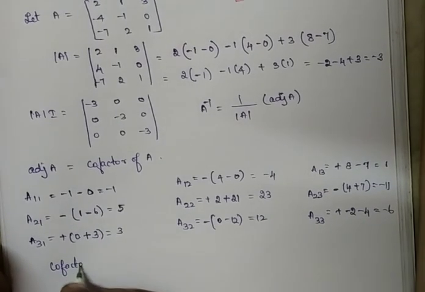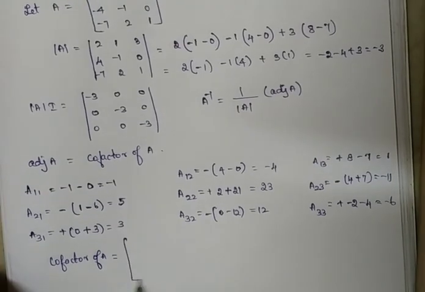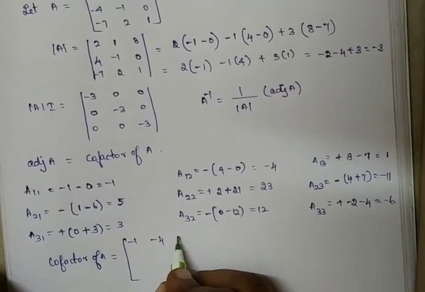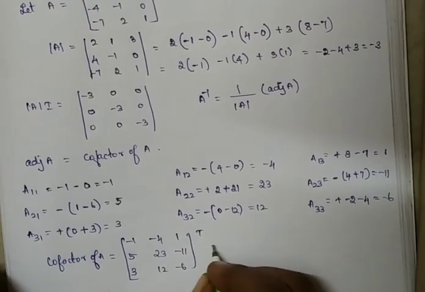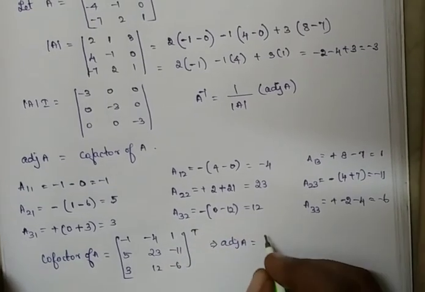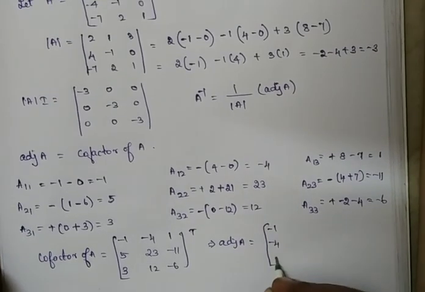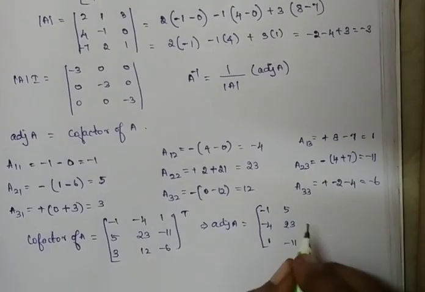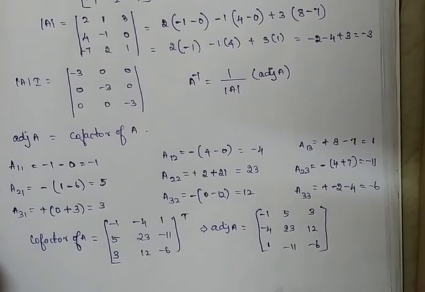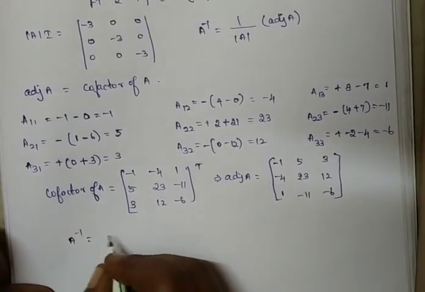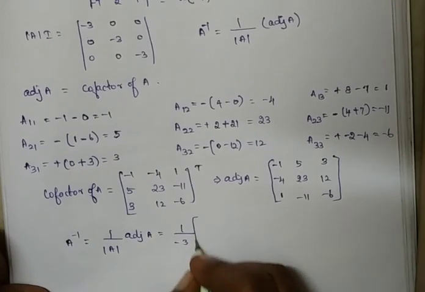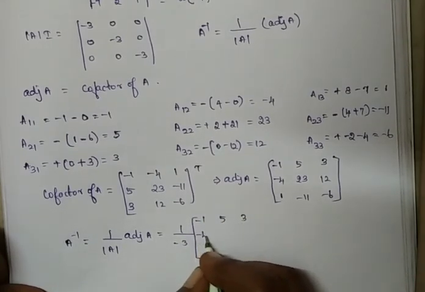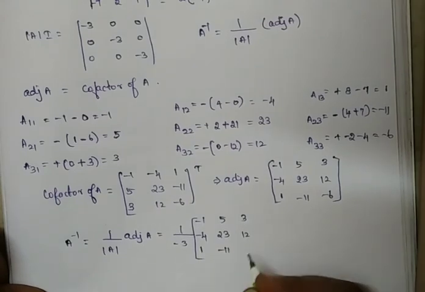Now write the cofactor of A, that is equal to minus 1, minus 4, 1, 5, 23, minus 11, 3, 12, minus 6. For this we have to take the transpose, that is adjoint A here, that is equal to minus 1, 5, 3, minus 4, 23, 12, 1, minus 11, minus 6. Now let us find the inverse here. So A inverse equals 1 by determinant A into adjoint A, that is 1 by determinant value minus 3, of minus 1, 5, 3, minus 4, 23, 12, 1, minus 11, minus 6.